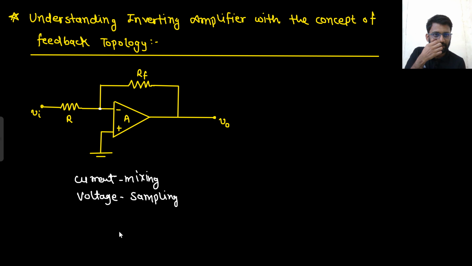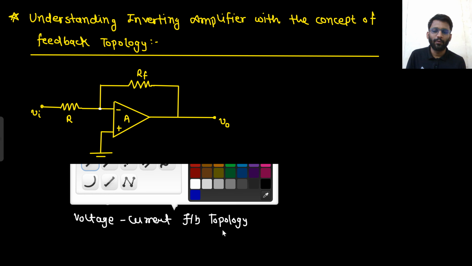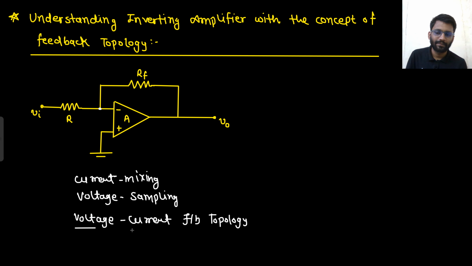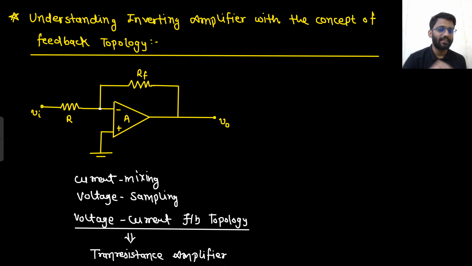So what kind of feedback topology is that? Voltage current. There is voltage current feedback topology. If there is voltage current feedback topology, tell me one thing: what kind of amplifier is that? Output is voltage, input is current. That means it is a transresistance amplifier.